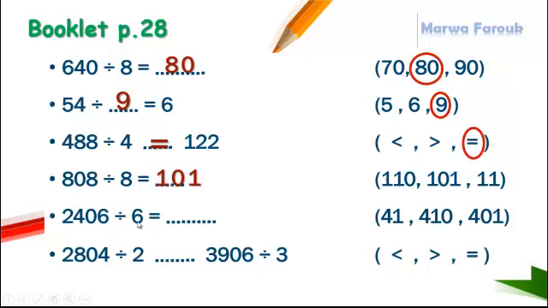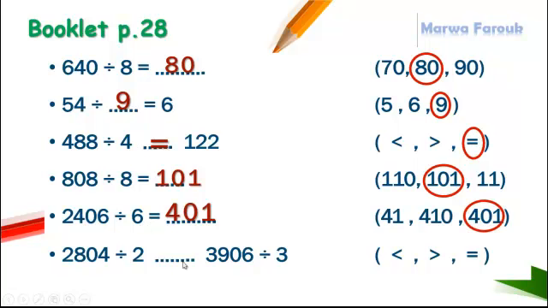Next one, 2406 divided by 6. 2 divided by 6 can't be, so we will say 24 divided by 6 equal 4. Excellent. And 0 divided by 6 equal 0, and 6 divided by 6 equal 1. So we got 401 and put a circle around it.